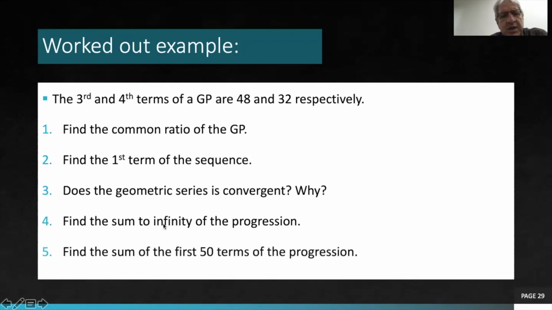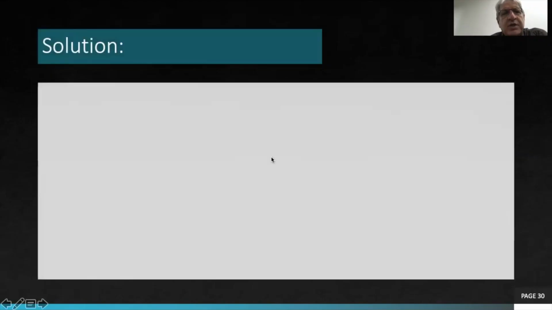Now, here also it is asking to find the sum to 50 terms. Okay, let us go for the solution. Now we know that they are consecutive terms, therefore you can divide them. 32 divided by 48, you are going to get the common ratio. Because they are consecutive terms, just divide this by this, and you are going to get the common ratio.